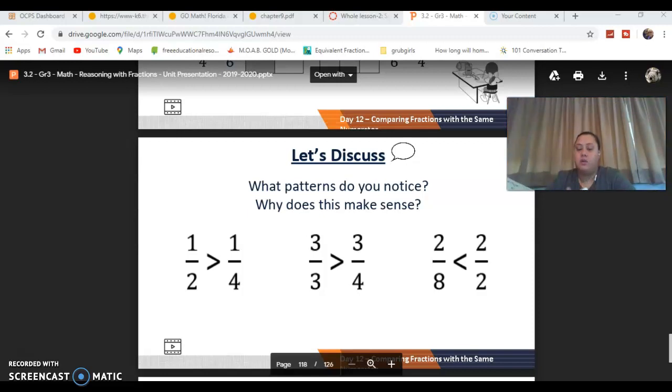And then the last one, we have 2/8 and 2/2. 2/2 is just another word for, what is it?